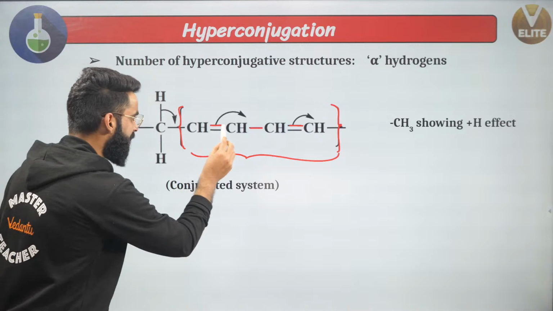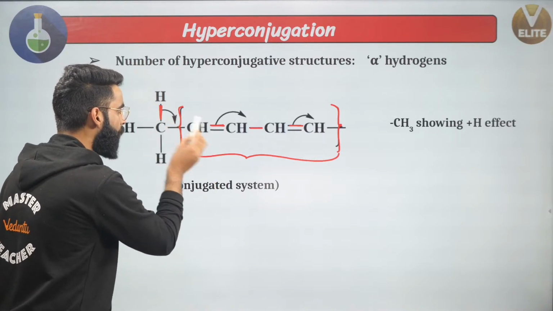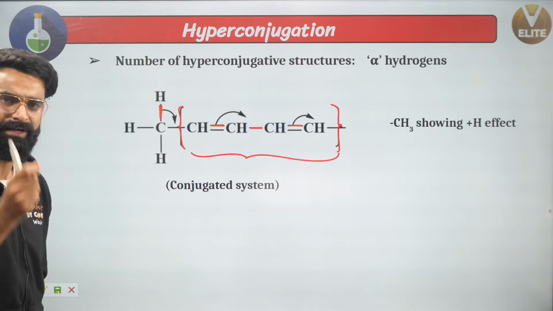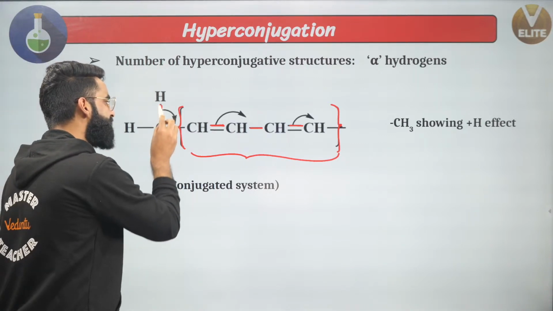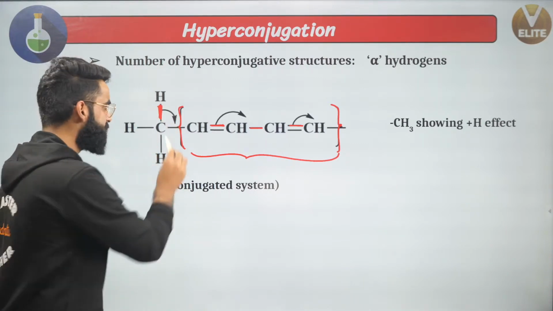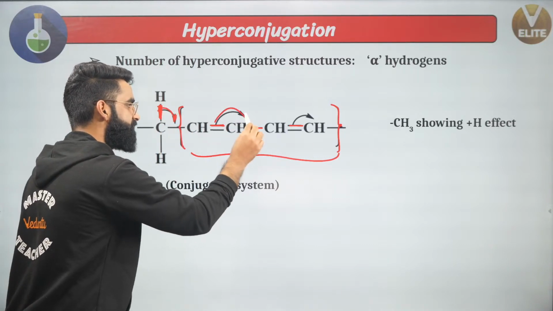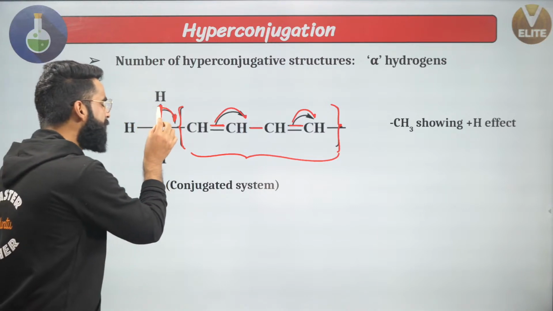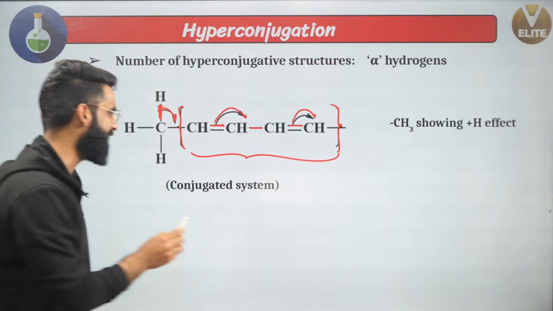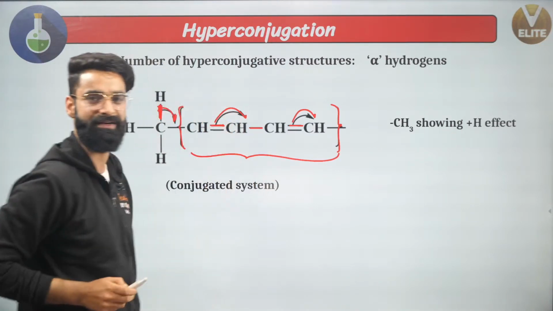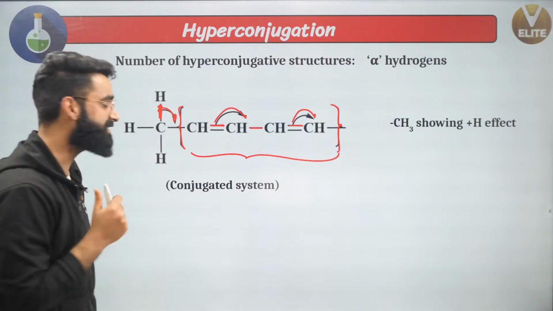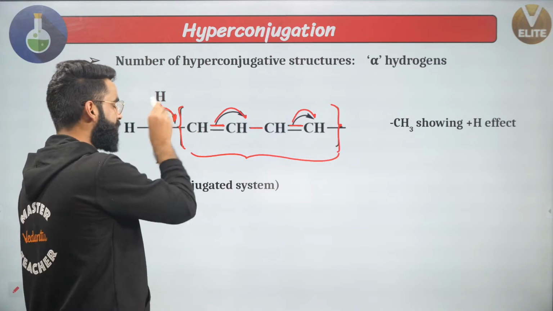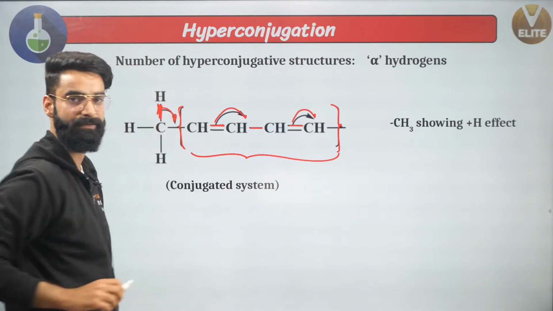See guys, this is pi and this is sigma. Can I say over here there is a possibility of hyperconjugation? Yes, there is a possibility of hyperconjugation. So what is going to happen? Delocalization of this sigma bond is going to take place, right? This bond will break in this direction. Similarly, this bond will break in this direction and so on. So due to the delocalization of this sigma bond, is the electron density inside the conjugated system increasing or decreasing? I'll say electron density inside this conjugated system is increasing due to the delocalization of this sigma bond, okay?